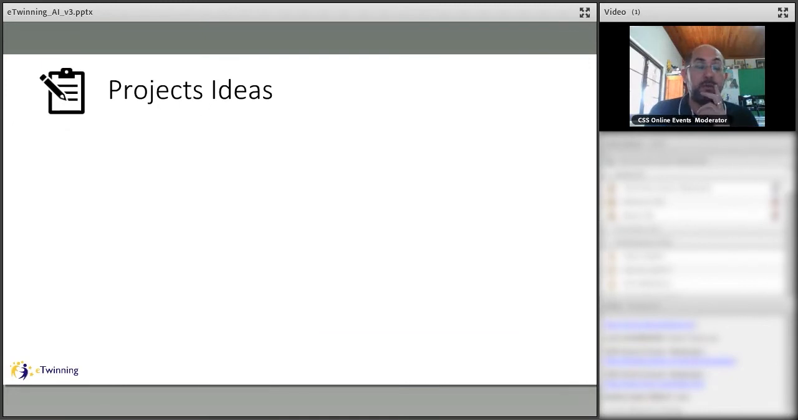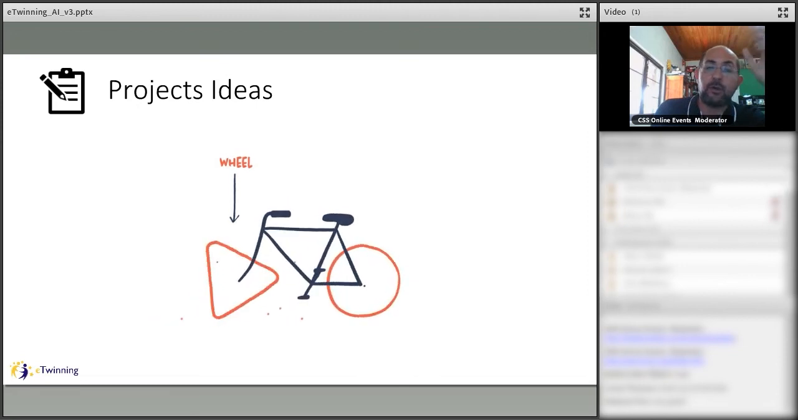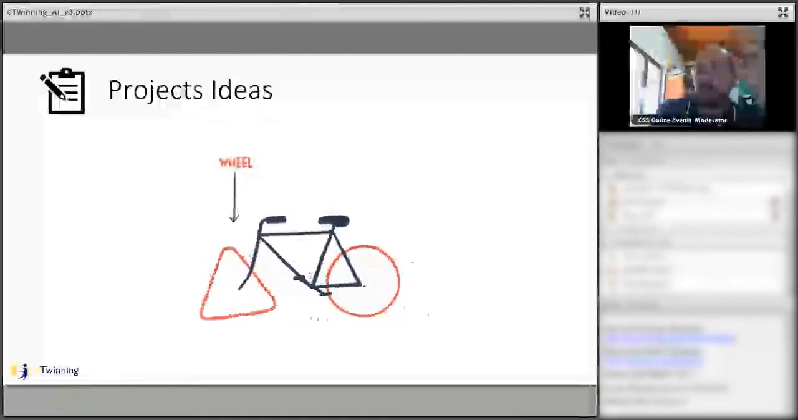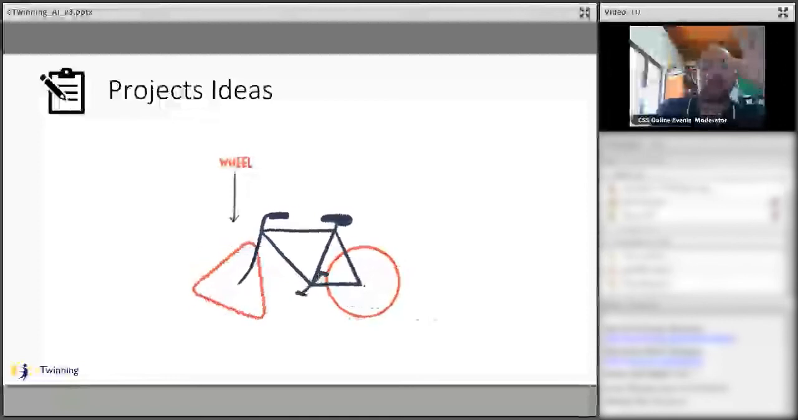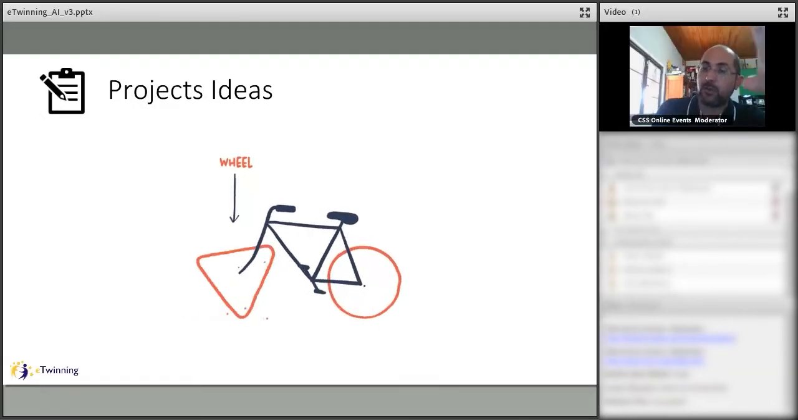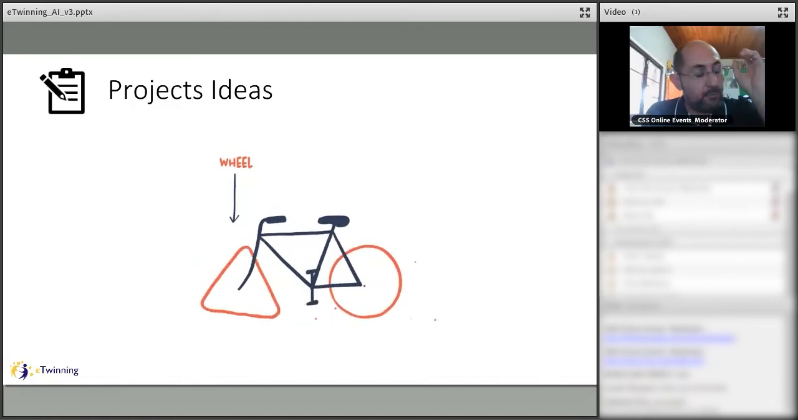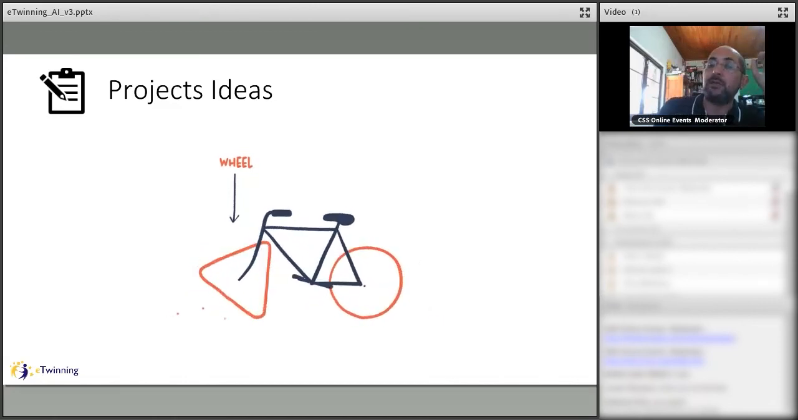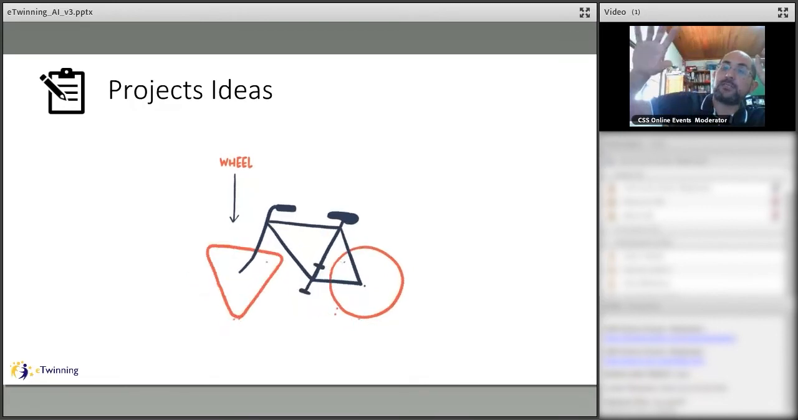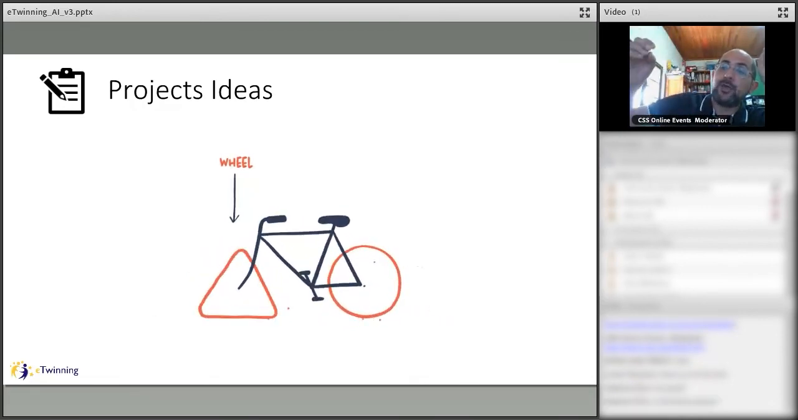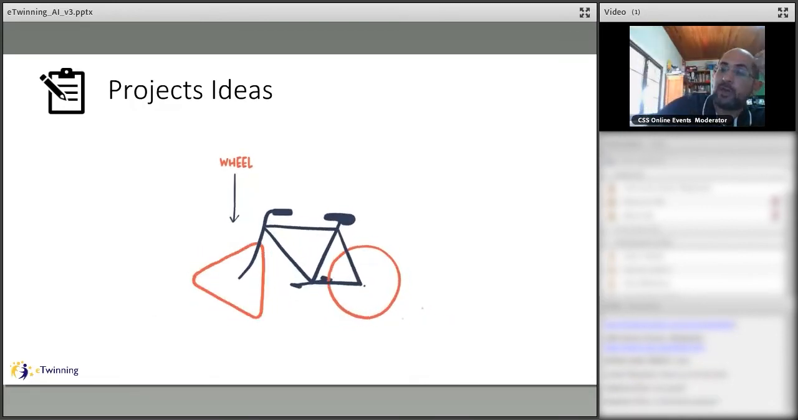What I was telling you in terms of ideas for projects, my advice, because I forgot I have the resources first. My advice is don't try to reinvent the wheel, okay? You already have experience on eTwinning projects. You are already doing really amazing projects on eTwinning. Just look at these projects or even new projects where you can integrate the topic of AI.